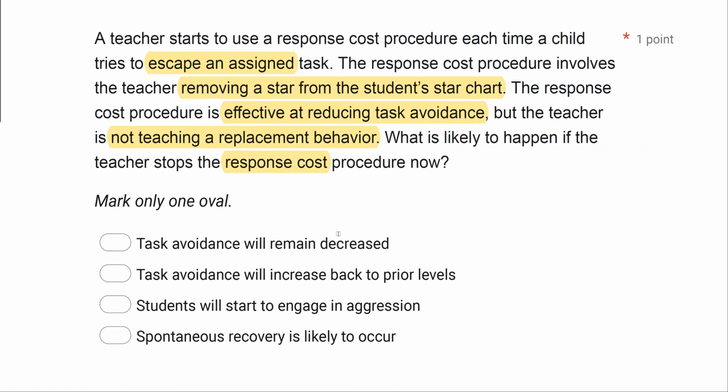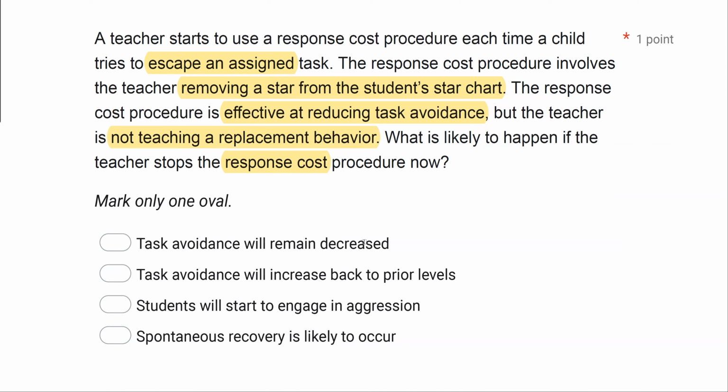A, task avoidance will remain decreased. Well, no. We never taught them a different behavior. So if we stop punishing one behavior without teaching them another, the punished behavior is likely to come back. Punishment is not permanent. B, task avoidance will increase back to prior levels. That's much more likely than remaining decreased. Because the behavior is no longer being punished, it's likely to come back.